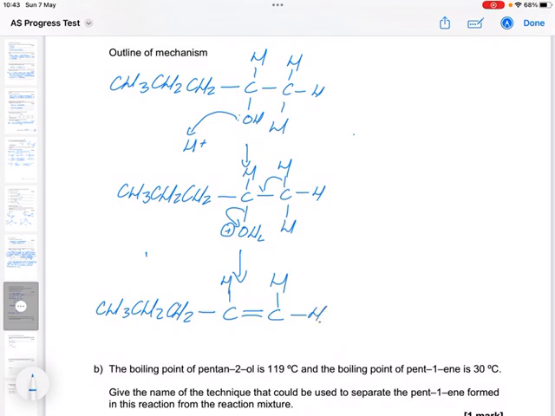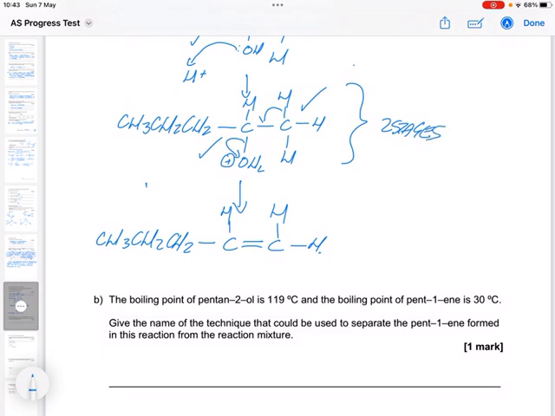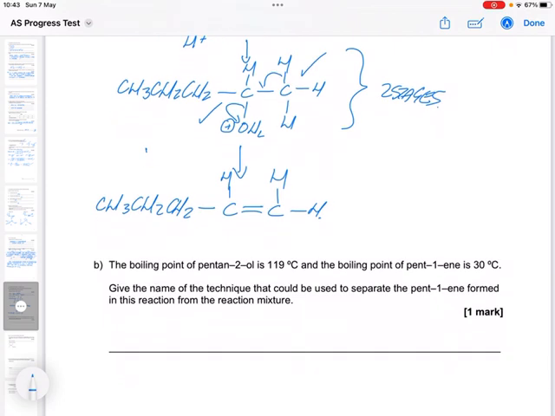So where are the marks for the mechanism? One mark for that curly arrow, one mark for this curly arrow, and one mark for that curly arrow there. Again, you can do this step here in two stages if you wish, removing the water first, which gives you a positive charge on the carbon.